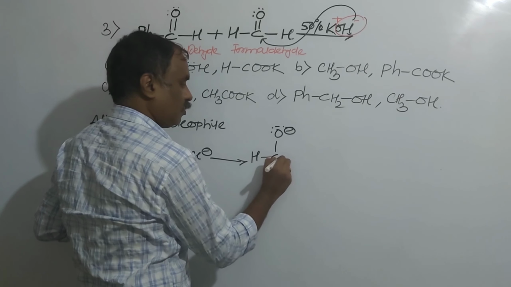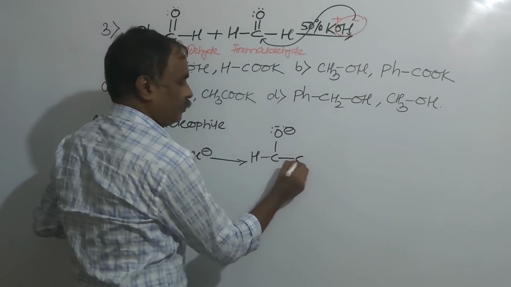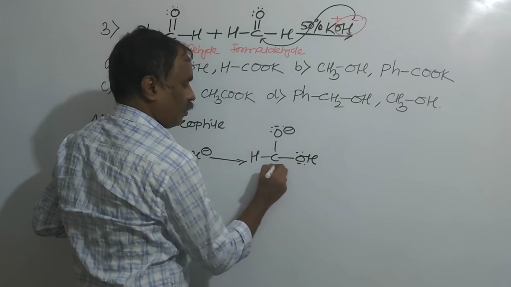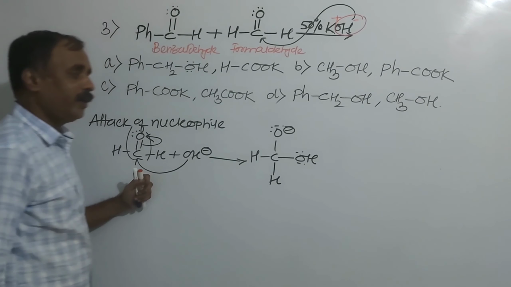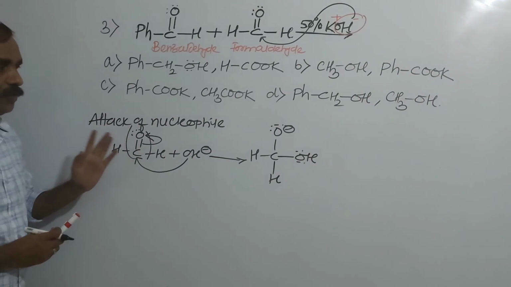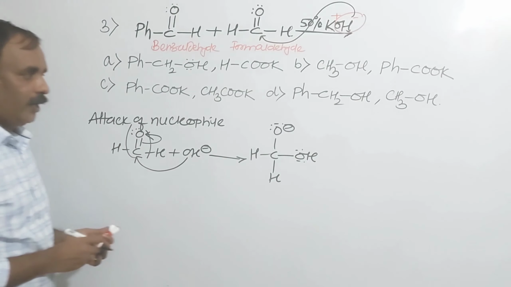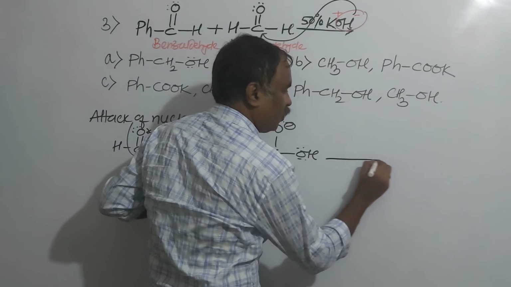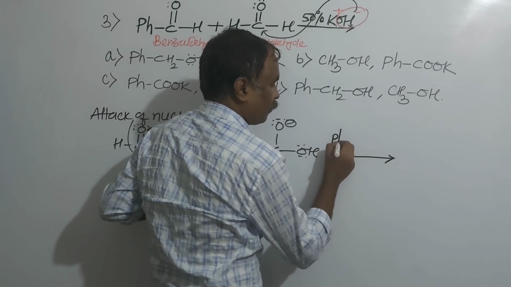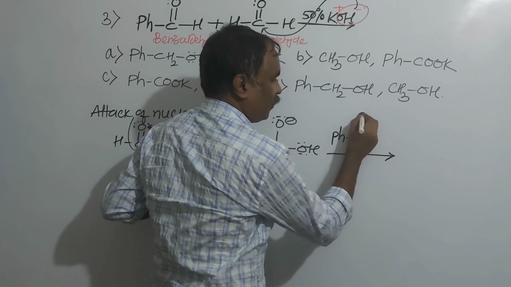minus. Here it is OH. This is the intermediate. This is the attack of nucleophile. Now, a reaction with benzaldehyde.